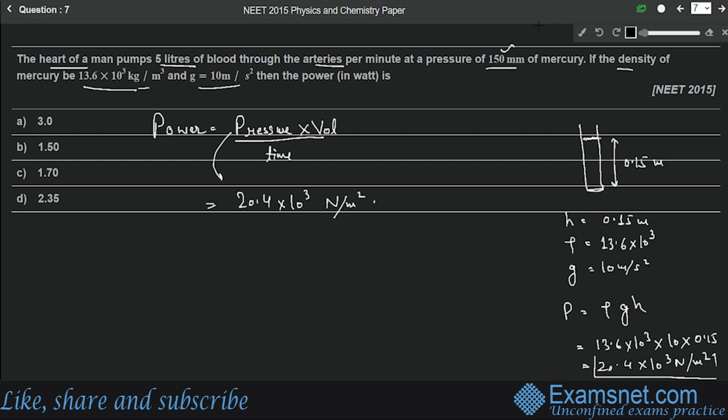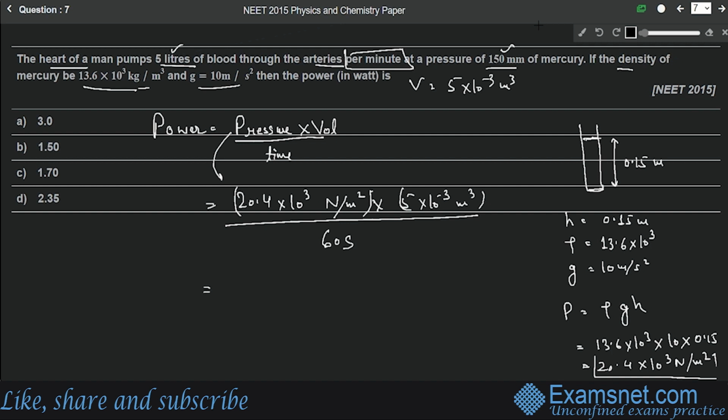Then volume. So volume is given 5 liters, right? Volume is 5 liters. In terms of meter cube, it will be 5 into 10 to the power minus 3 meter cube. So in place of volume, we can write 5 into 10 to the power minus 3 meter cube. Okay. And then time. Time is also given in the question per minute. 5 liters of blood through the arteries per minute. That means in 60 seconds. SI unit for time will be second. So we are taking it as 60 seconds.